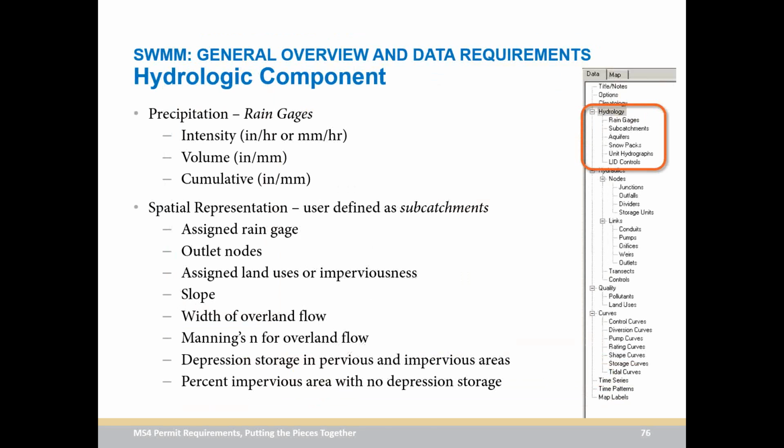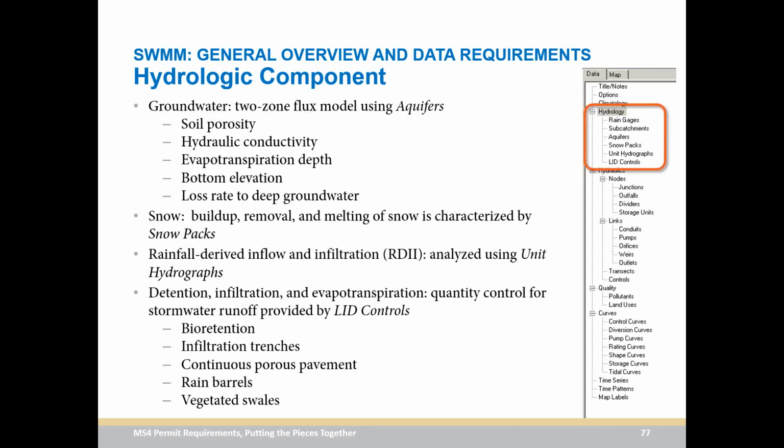For a hydrologic analysis, you can input your precipitation data in three different formats, either as intensity, volume, or cumulative. Your study area are usually represented using subcatchment, where you can input its physical parameters such as land uses, impervious area, slope, etc. If you want to perform a really detailed hydrologic analysis for your study area, you also have the capability to include groundwater and snow information.